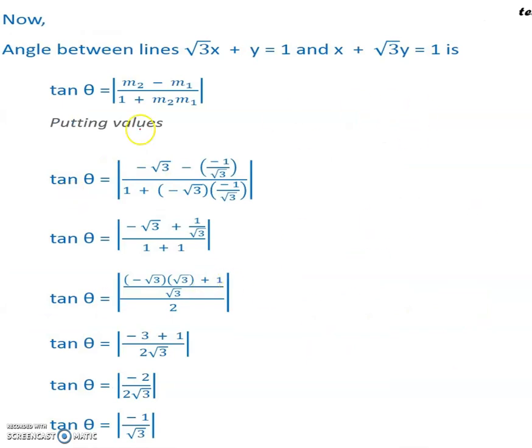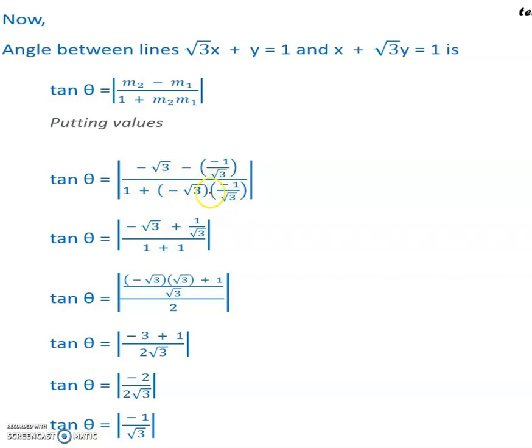So, we have to consider the angle between the two lines root 3x plus y equal to 1 and x plus root 3y is equal to 1. Tan theta is equal to m2 minus m1 upon 1 plus m2 into m1. Tan theta is equal to minus 1 upon root 3 minus minus root 3, upon 1 plus minus root 3 into minus 1 upon root 3. Now simplification: root 3 gets cancelled, minus minus becomes plus.